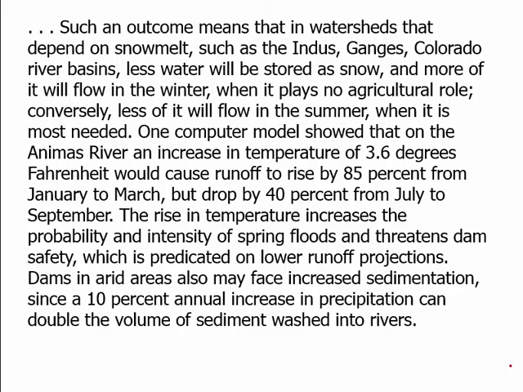Such an outcome means that in watersheds that depend on snowmelt, such as the Indus, Ganges, Colorado River basins, less water will be stored as snow, and more of it will flow in the winter when it plays no agricultural role. Conversely, less of it will flow in the summer when it is most needed. One computer model showed that on the Animas River, an increase in temperature of 3.6 degrees Fahrenheit would cause runoff to rise by 85% from January to March, but drop by 40% from July to September.